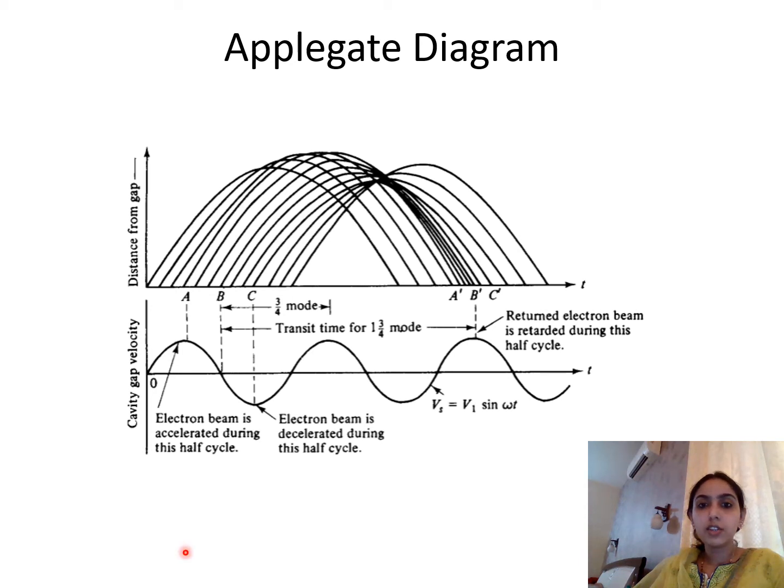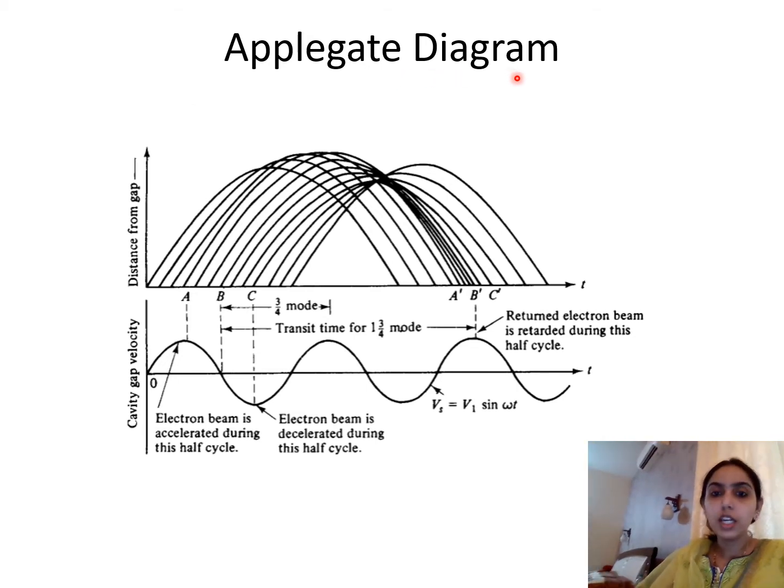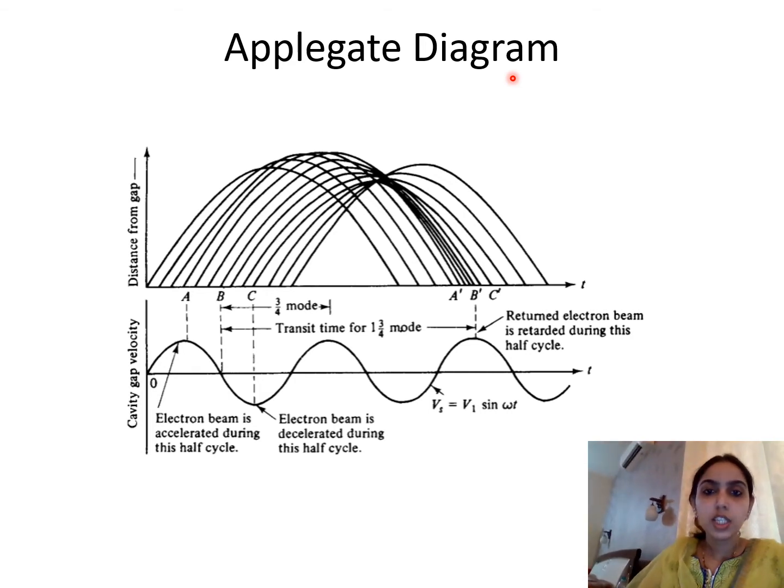Continuing with the analysis of the reflex klystron, we have to go again through the Applegate diagram to understand the power output and efficiency in a reflex klystron. So this is the Applegate diagram for the reflex klystron.